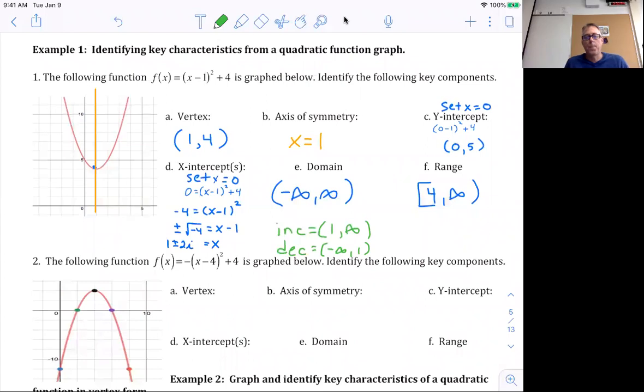So just to tie into some stuff that we did before when we were talking about domain and range, increasing, decreasing. We did some of that with our parent functions and some transformations and things like that. So that's kind of coming back to what we're doing now.